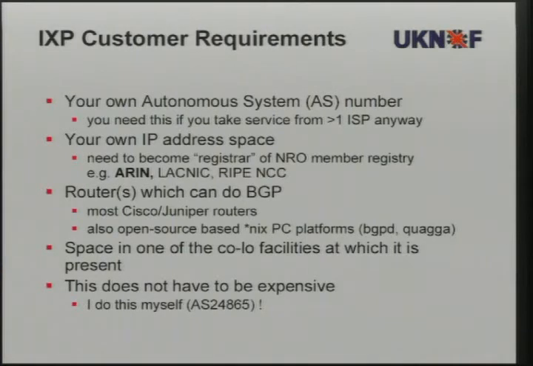What do you need? Well, the key thing is you need your own autonomous system number. If you're taking transit from more than one ISP, you connect to more than one upstream, you need an AS number anyway. You need your own provider independent address space. By far the most straightforward way to get that, not for everyone, is to become a member of an internet registry.